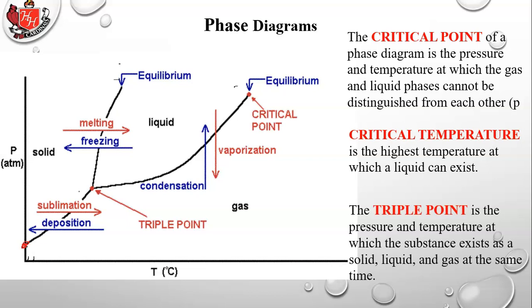The triple point is the pressure and temperature at which the substance exists as a solid, liquid, and gas all at the same time.